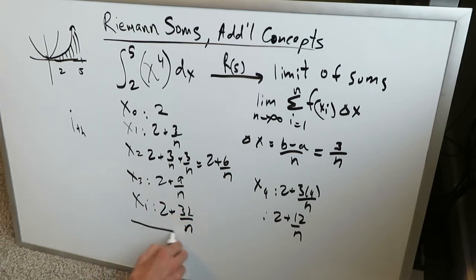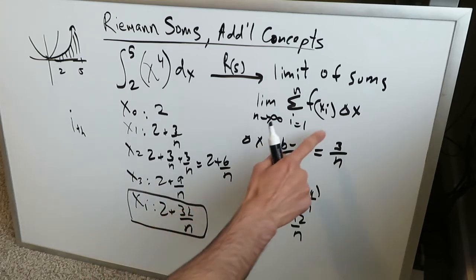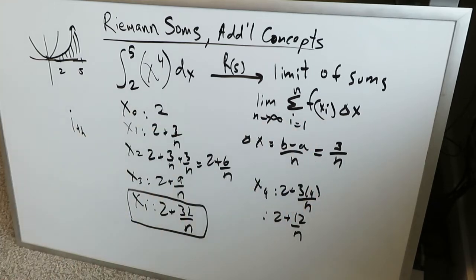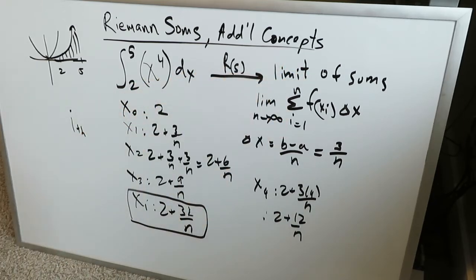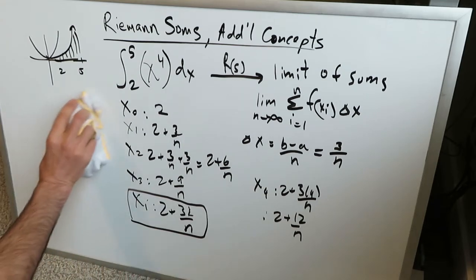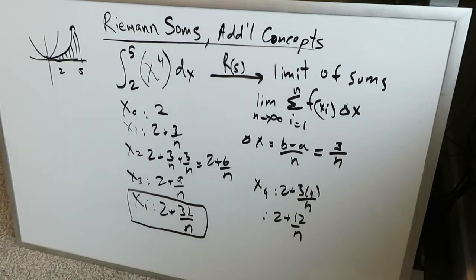So now you've actually even gotten this xi value, which you will feed into your function, and then we will end up being able to express this integral as a limit of sums. And I'm going to show it to you. Let's do it right over here. How would we write this as a limit of sums?